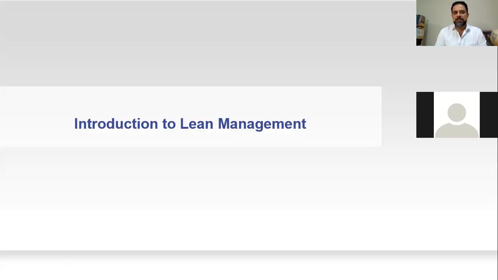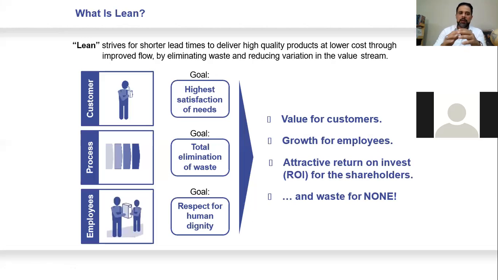Previously, we did a webinar about the introduction to lean management. Lean management is one of the Japanese methodologies, and it's also called the Toyota Way. Lean is the shorter lead time to deliver a high quality product at a lower cost through improved flow by eliminating waste and reducing the variation in the value stream.